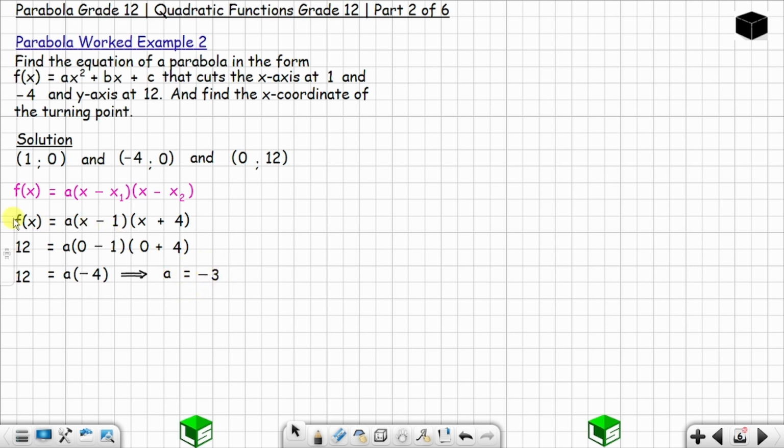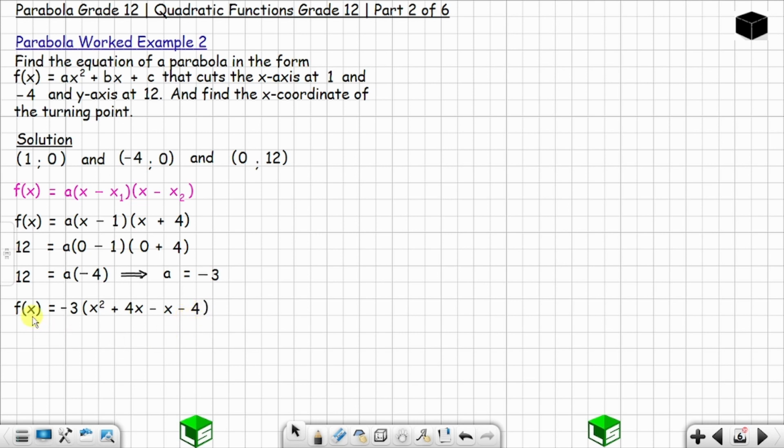You take it, you put it there, and try to expand the bracket so that you can get the equation of a parabola in this form. So you have f of x is equal to a, which is -3, times this bracket times this bracket. So you have x times x is x squared, right? You have x times 4, which is plus 4x. You have -1 times x, which is -x. You have -1 times 4, which is -4, right?